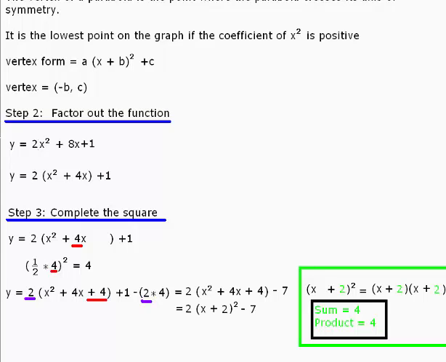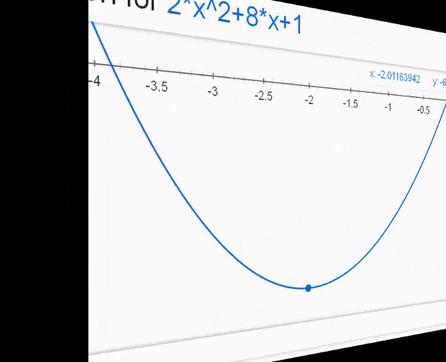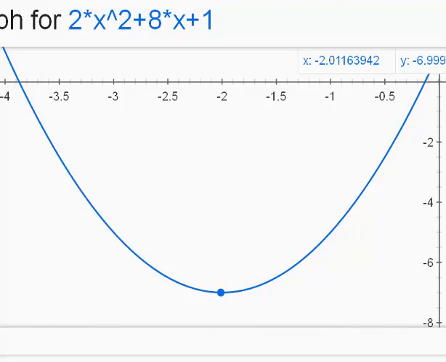We know that 2 times bracket x plus 2 squared minus 7 is the vertex form, and our vertex is at the point -2, -7. If we go back to our graph, we can check on that, and we'll find that the vertex is at -2 and -7.